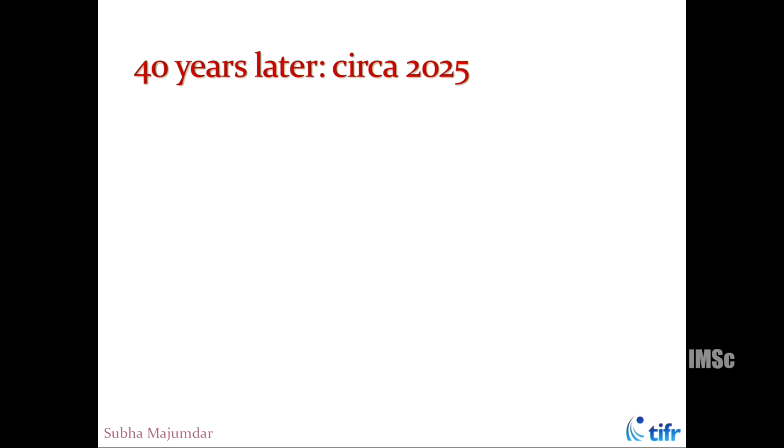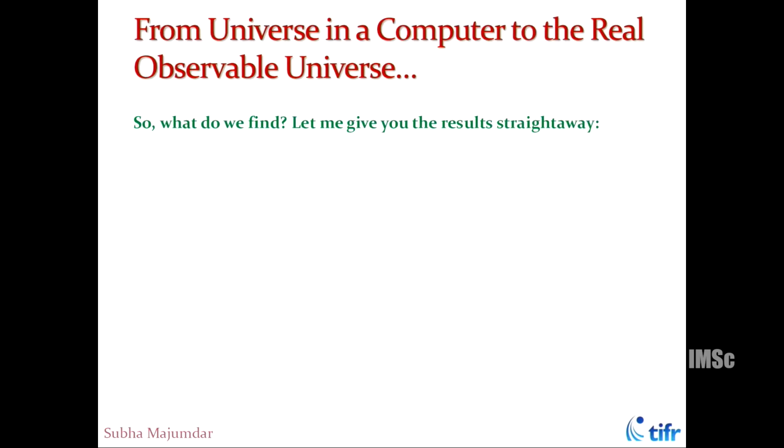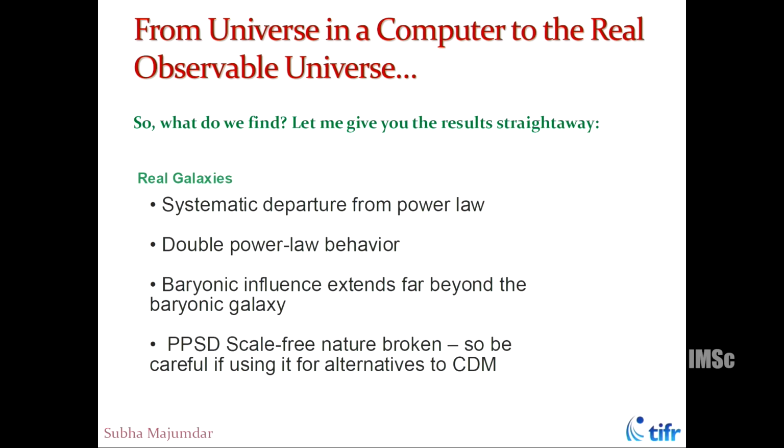Okay. 40 years later, roughly the last 2 years, what do we find? Let me give you the results straight away. For real galaxies, there's a systematic departure from the power law. This is if we want to construct it from observations. There's a double power law behavior. The baryonic influence of the galaxy extends far beyond the baryonic galaxy, and the PPSD scale-free nature is broken, so be careful if you're using it to constrain non-CDM.